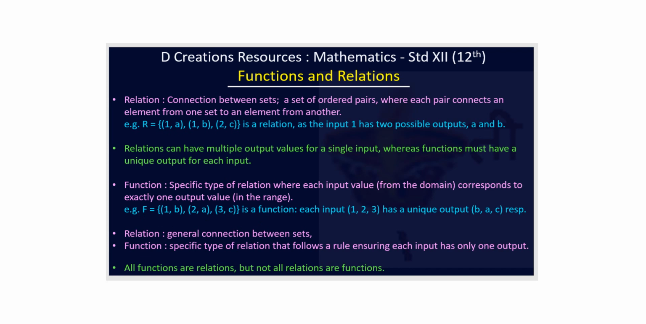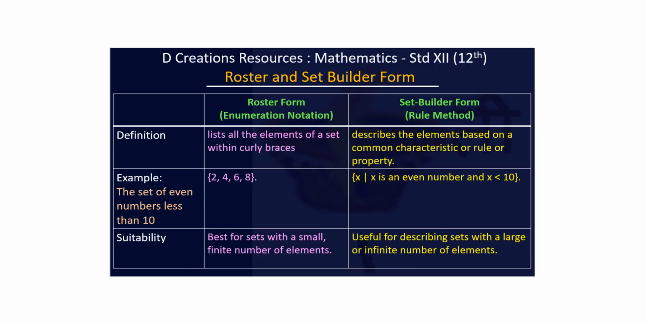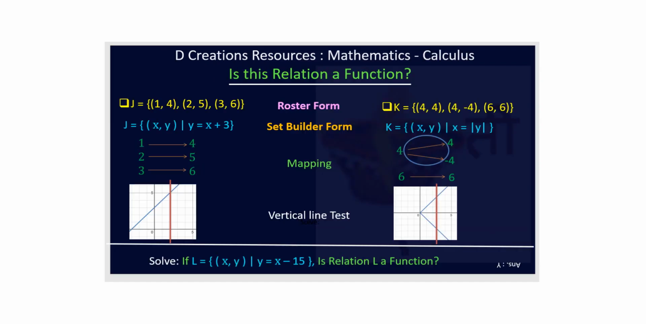Now let us go to some specific examples. Consider two sets, set J and set K, and the elements are given here. J consists of three ordered pairs: (1, 4), (2, 5), (3, 6), and K consists of three ordered pairs: (4, 4), (4, -4), (6, 6). Now here you see these terms, roster form and set builder form. We had studied them earlier. If you have forgotten them, please see the episode about comparing roster and set builder form, two ways a set can be expressed. Alright, coming back.